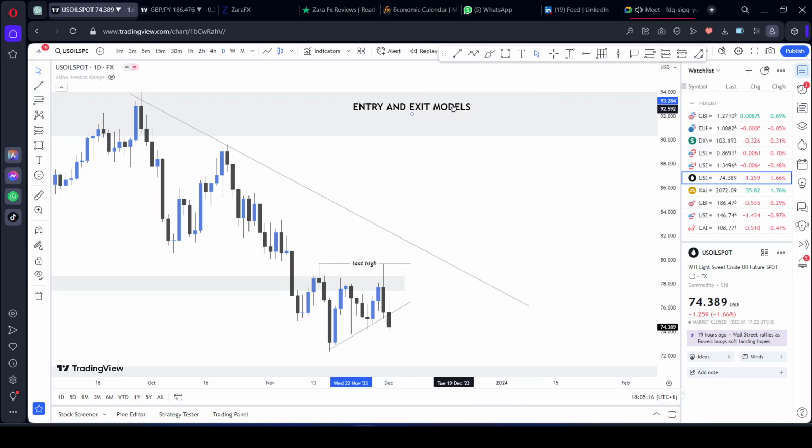So I want to teach you how to enter a trade after you've marked up the zone where you are expecting price to react from. So basically, these are the time frames we work with, right?